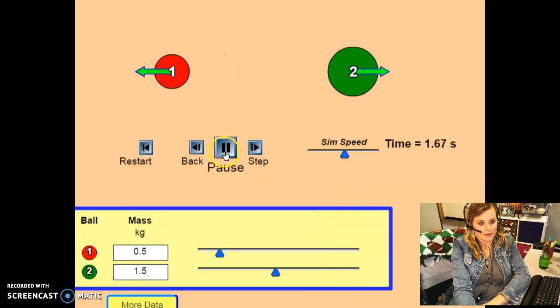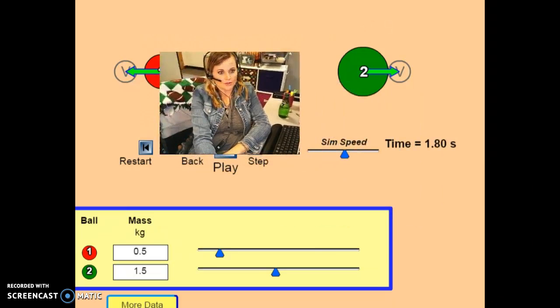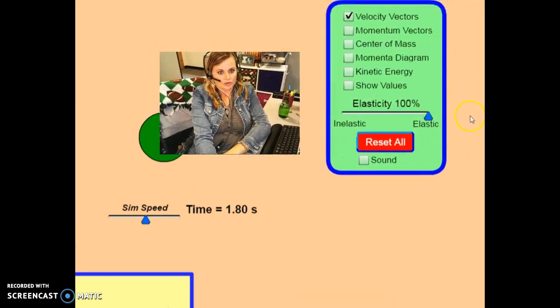Okay, so the balls are moving quicker is basically what's happening there. You can also change the quality of the collision from elastic to inelastic. So this is an entirely elastic collision, and then you can make it an entirely inelastic collision or somewhere in between. You can show certain vectors.